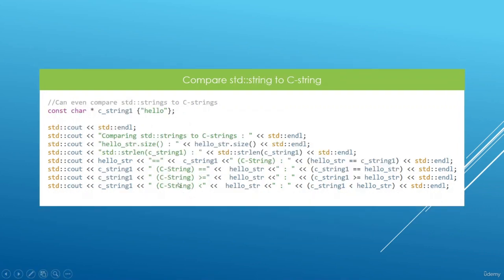We can also compare std strings to C strings, and here is a simple example of how you can do that. We set up a C string and we compare that to what we have in hello str, and you're going to see that it works exactly as you expect. It's going to look at the size of the string and it's going to look at the content we have inside. If it's equal, it's going to say they are equal. If they are not equal, they are going to be compared lexicographically, and whatever comes in front in alphabetical order is going to be less than the other. This is how these things work.